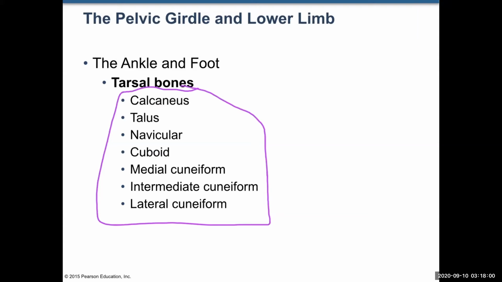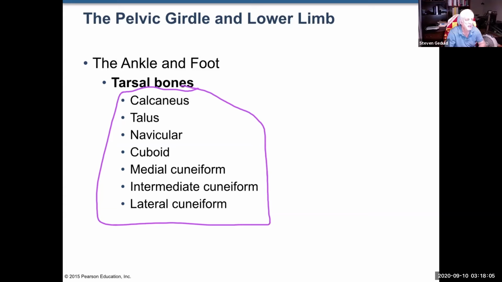There's a question in the chat. How does the female pelvis change during pregnancy? The female pelvis allows it to expand during pregnancy. In other words, I can go back real quick here.